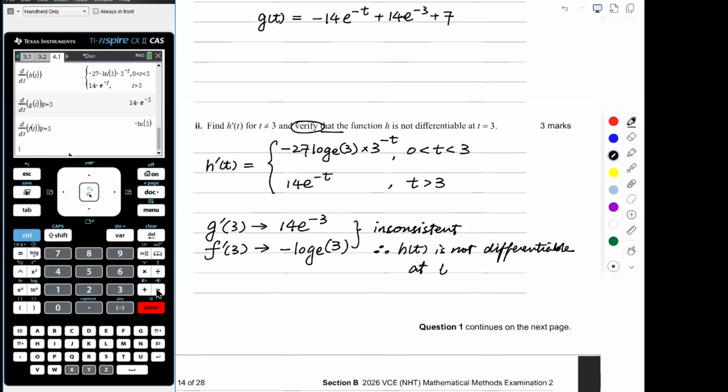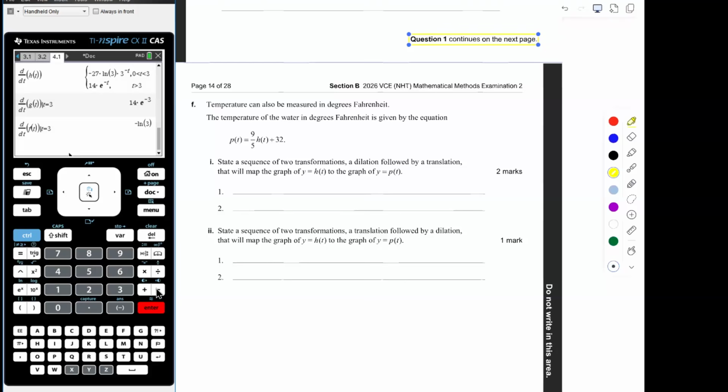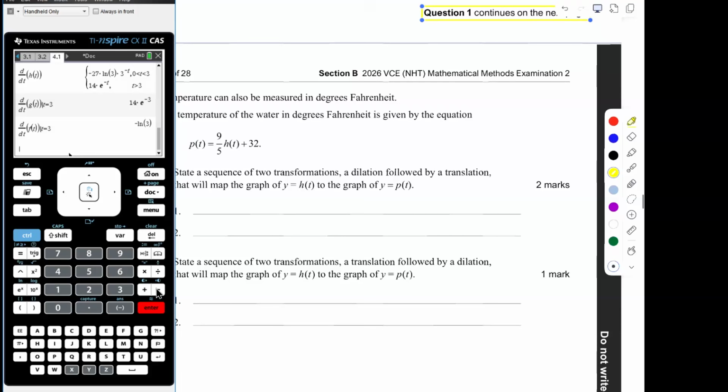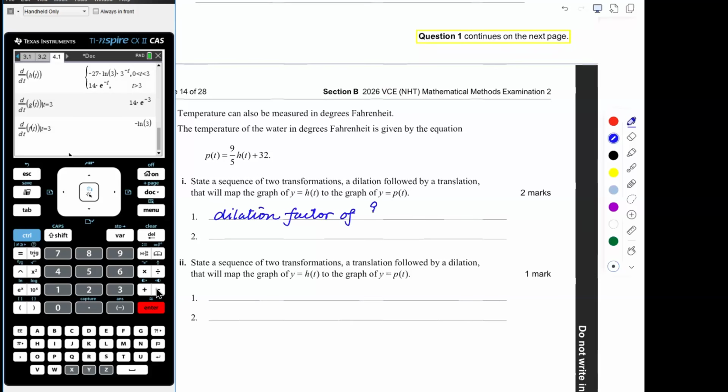Notice that the booklet says question 1 continues on next page, so you have to keep going. The temperature can also be measured in degrees Fahrenheit, rather than degrees Celsius. So there is a conversion formula, P equals 1.8 or 9/5 h(t) plus 32. A sequence of two transformations, dilation followed by a translation. So you have to say a dilation factor of 9/5 from, usually I say from the x-axis, but in this case I'll say from the t-axis or horizontal axis.